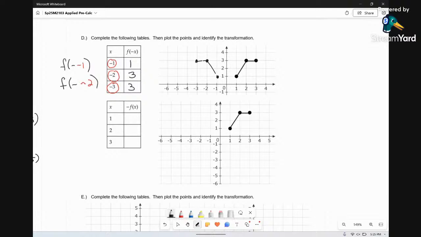A negative inside of a function reflects it over the y-axis. I'll write that out in words in a minute. We're in the temporarily exploratory phase, but that's just what happens. It's a mirror image across the y-axis.